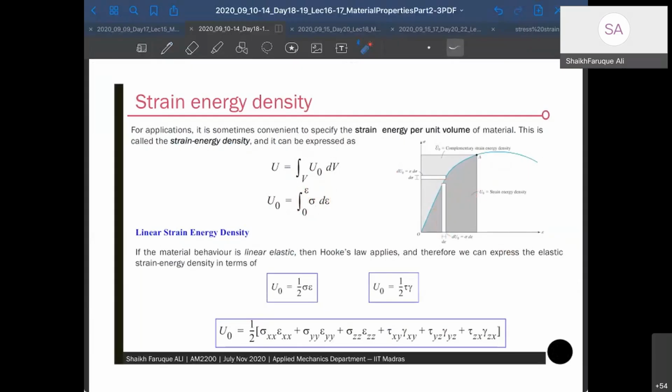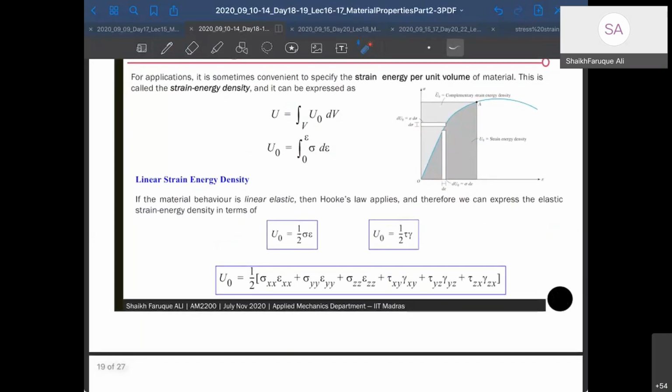There is something called complementary strain energy, which is the total strain energy of the rectangle minus the strain energy of the body. So this is how you can find it. We will deal with this strain energy a little more when we go to applications. We'll find the strain energy needed for axial members, for torsional members, and for bending members, under bending and under shear stress. We'll find all those things.